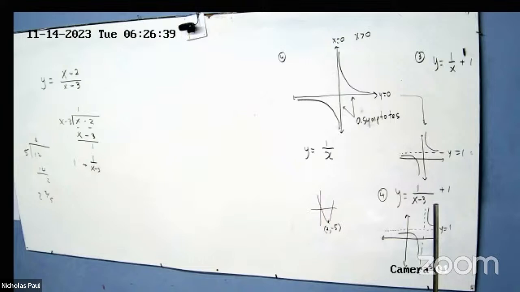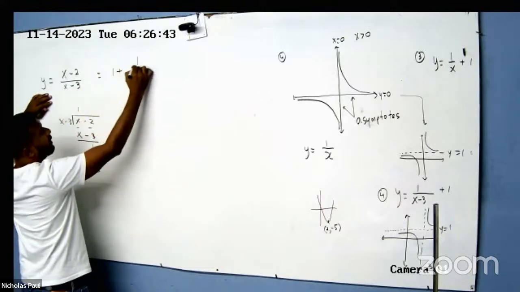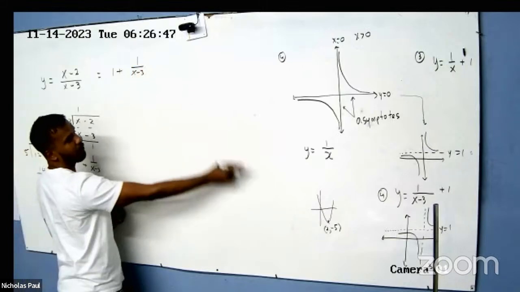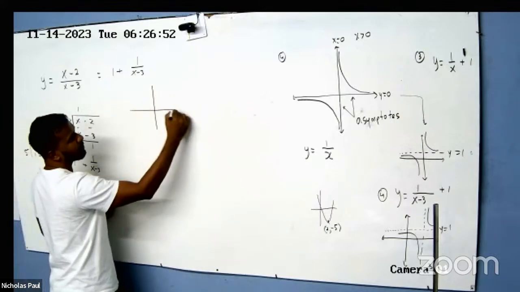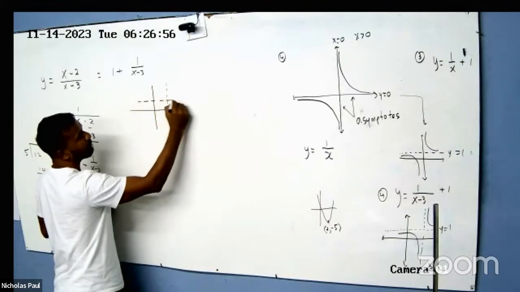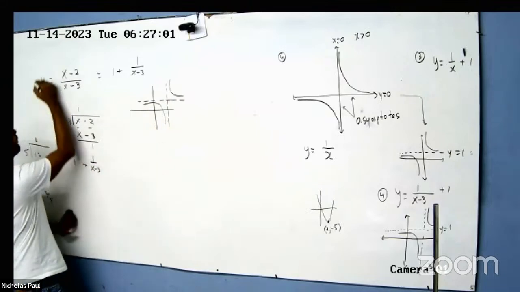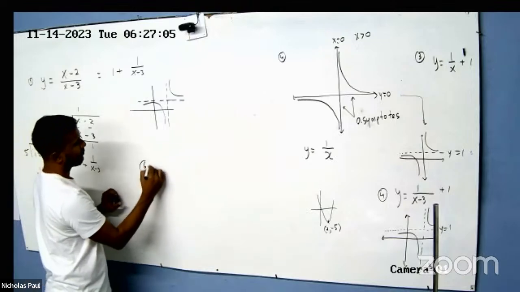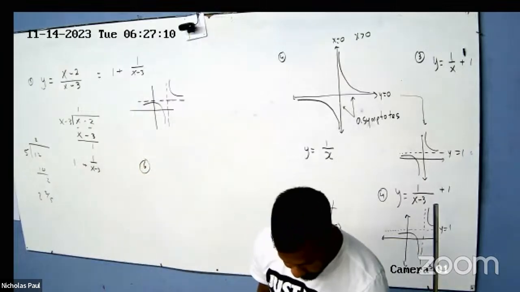Alright, online. So now what this really is, is 1 plus 1 over x minus 3. And this is the graph that we have here. You shift to the right 3, upwards 1, and it looks like that. Alright, that's number 5. Questions there?